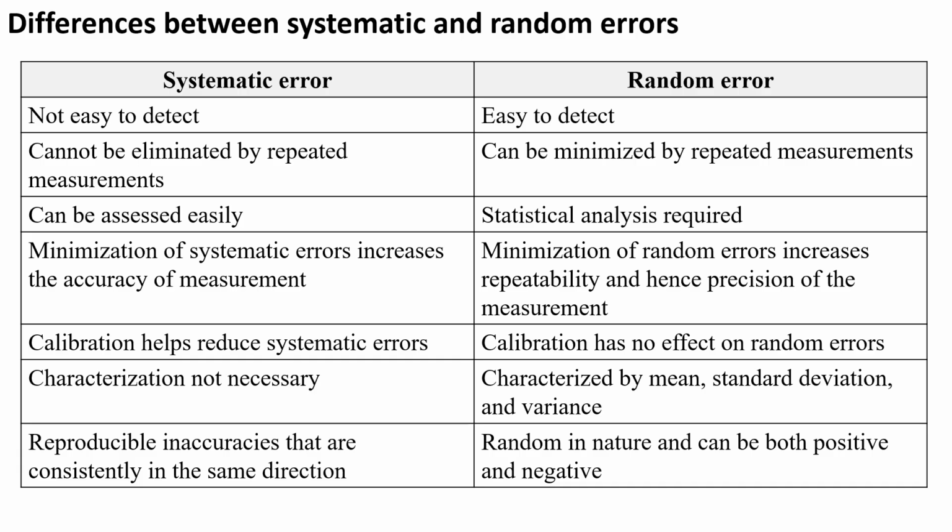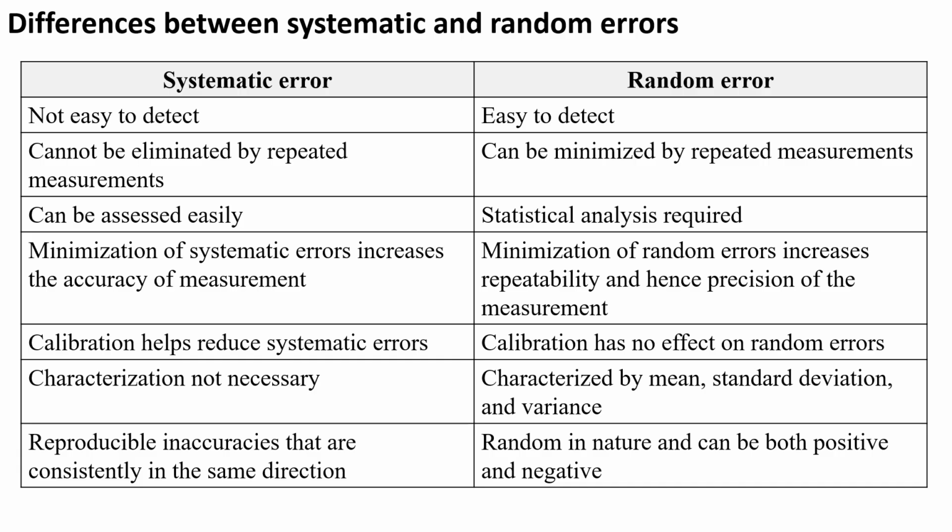Minimization of systematic errors increases the accuracy of measurement. Minimization of random errors increases repeatability and hence the precision of the measurement. Calibration helps to reduce systematic errors, but for random errors, calibration has no effect. Systematic error characterization is not necessary, but random errors are characterized by mean, standard deviation and variance.